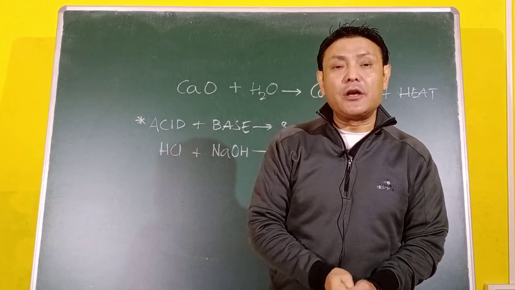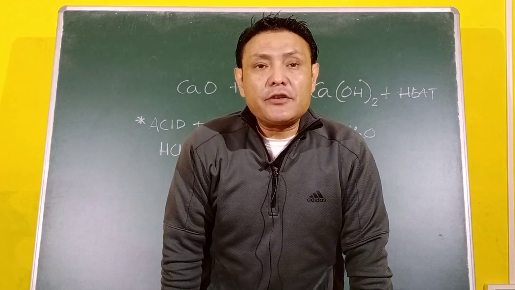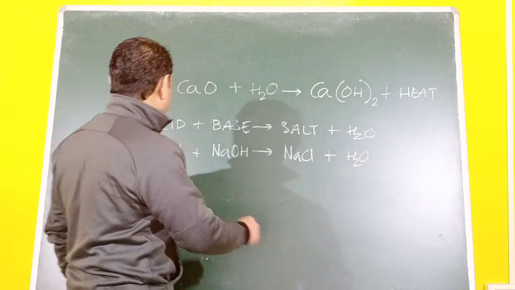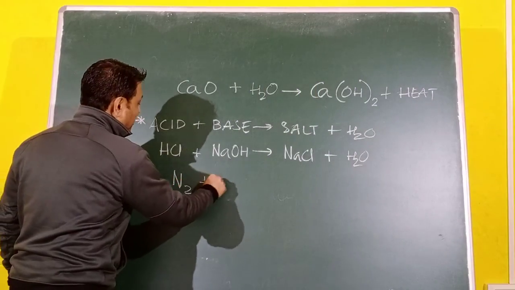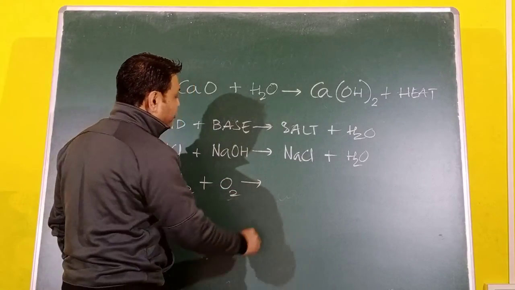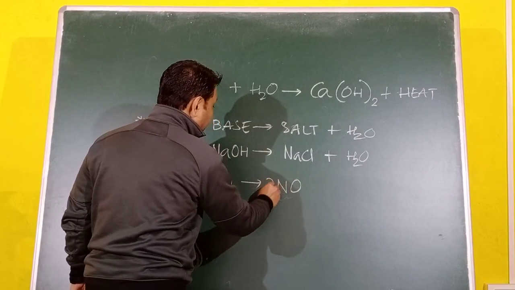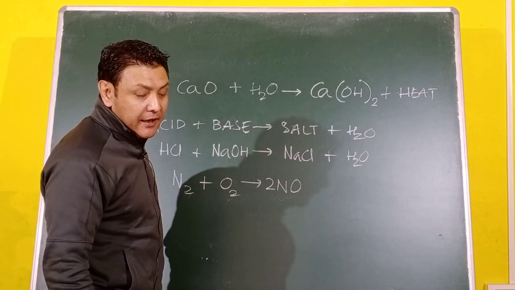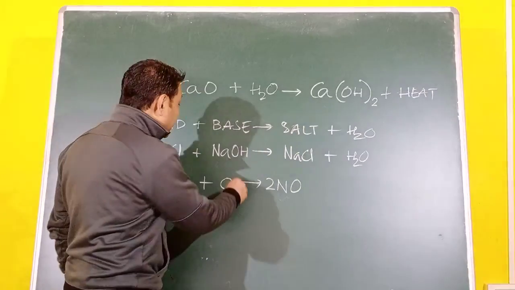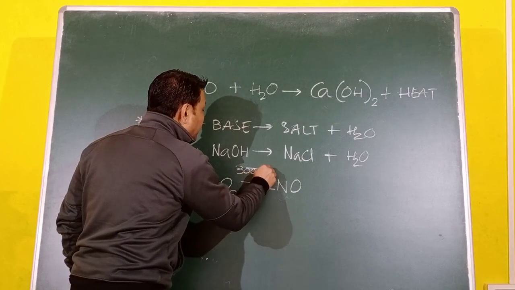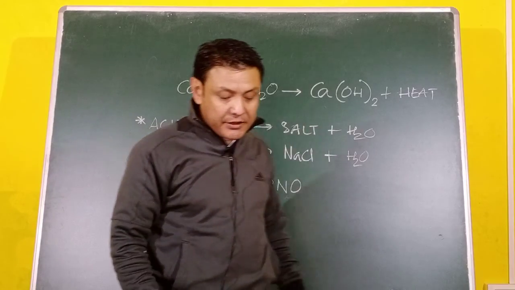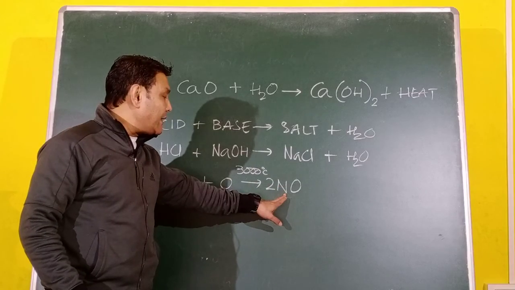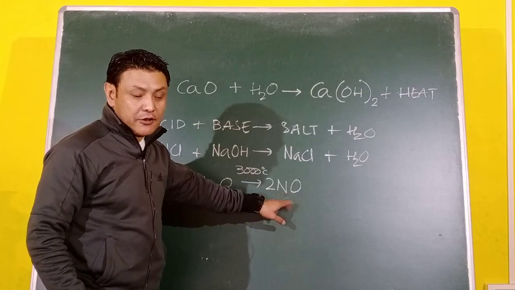The other one is endothermic reaction, as we all know. Endothermic reaction is a reaction in which heat is absorbed. So the reaction of nitrogen and oxygen, N2 plus O2, produces nitrogen monoxide or nitric oxide. This reaction takes place by absorbing heat. It takes place at almost around 3000 degrees Celsius. At 3000 degrees Celsius, nitrogen and oxygen directly combine to form a neutral gas called nitric oxide.